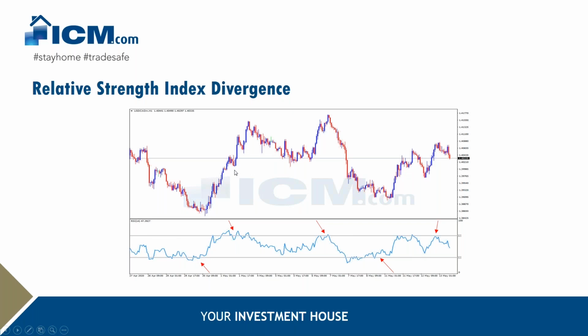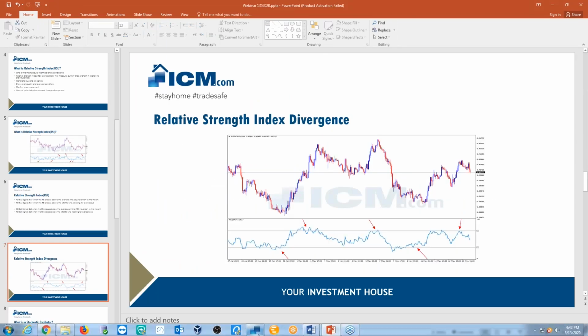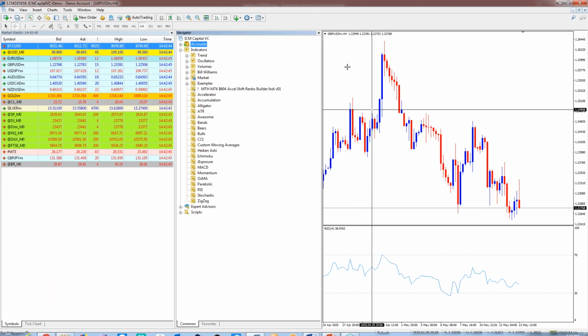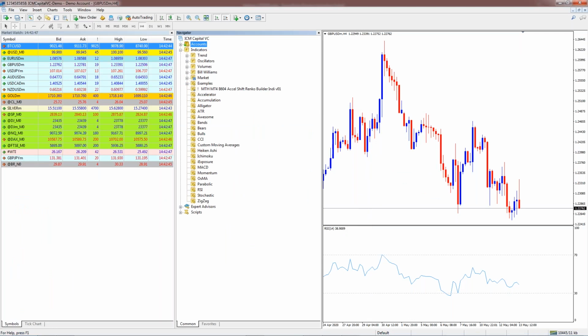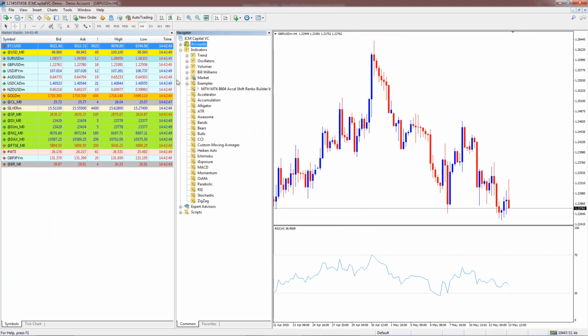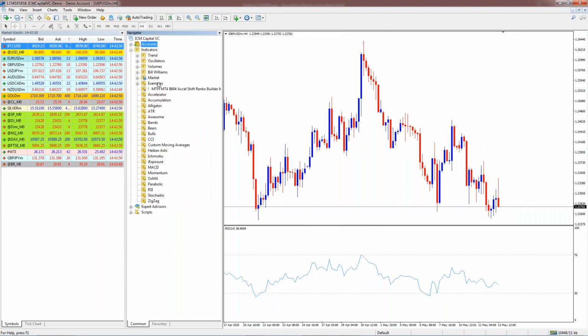This is for the Canadian dollar on the hourly chart. So this is, in brief, the RSI, all that you need to know about the RSI. We'll go to the MetaTrader 4 platform in order to show you how to plot the RSI and to make use of it.